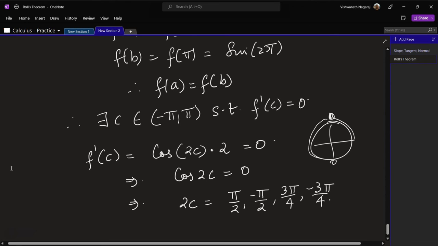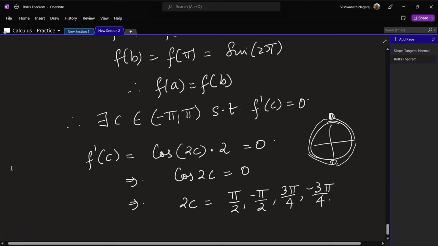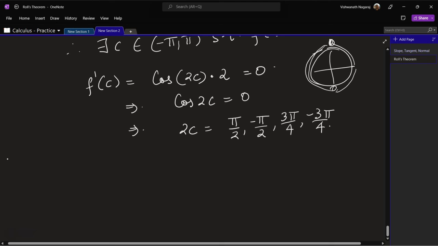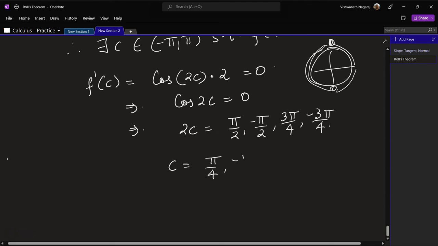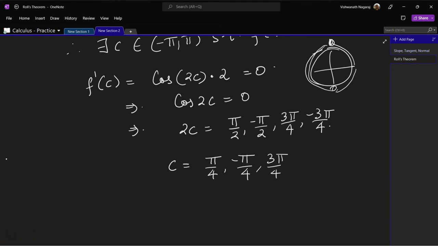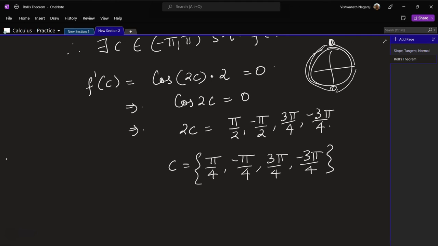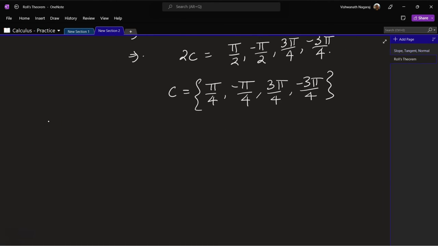So this is pi by 2, this is 3 pi by 2. But if you go in the opposite direction, this is minus pi by 2. And if you keep going, this is minus 3 pi by 2. So there are 4 points at which, okay, so that is for 2c. C would be equal to pi by 4, minus pi by 4, 3 pi by 4 and minus 3 pi by 4. So there are 4 points at which there will be a horizontal tangent to the curve between these two given interval points. Okay, so that is the 8th one.